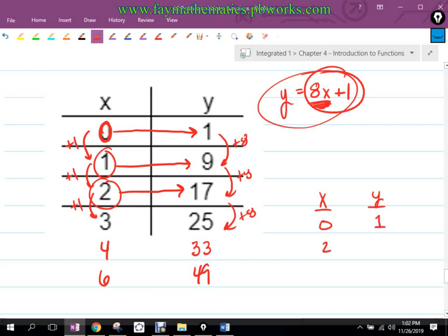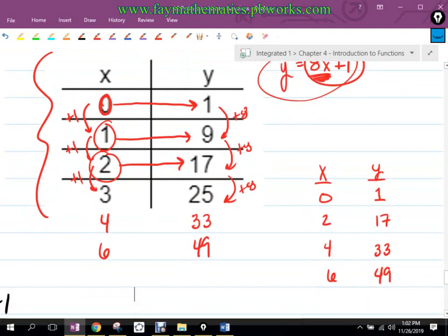Let's say x is 2, and give me a y value of 17. X is 4, give me a y value of 33, and x is 6, y value of 49. Does that make sense? So it's the same exact data that came from there, but I'm leaving some numbers out, right? I'm leaving the x value of 1 out, I'm leaving the x value of 3 out, and this is the reason why.